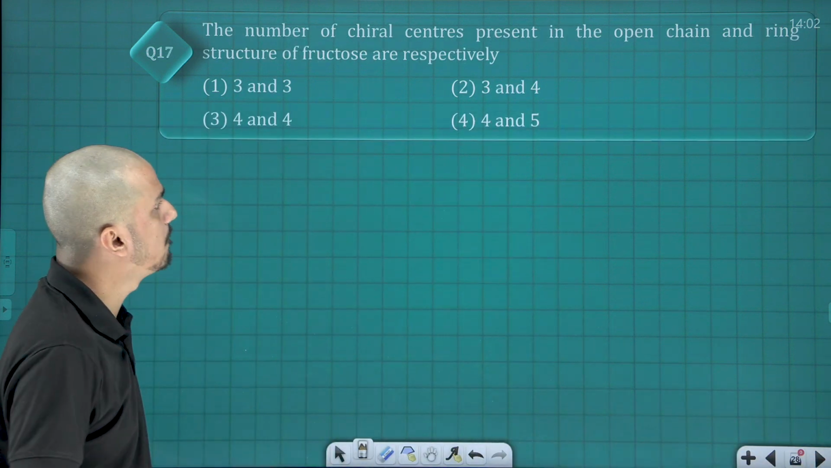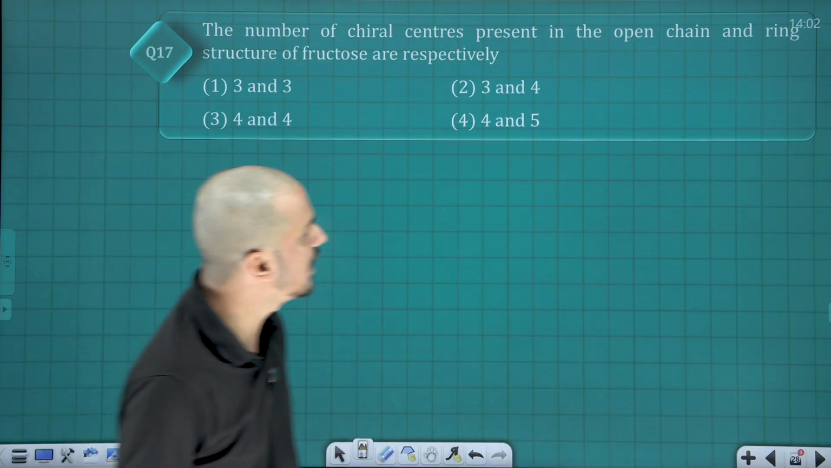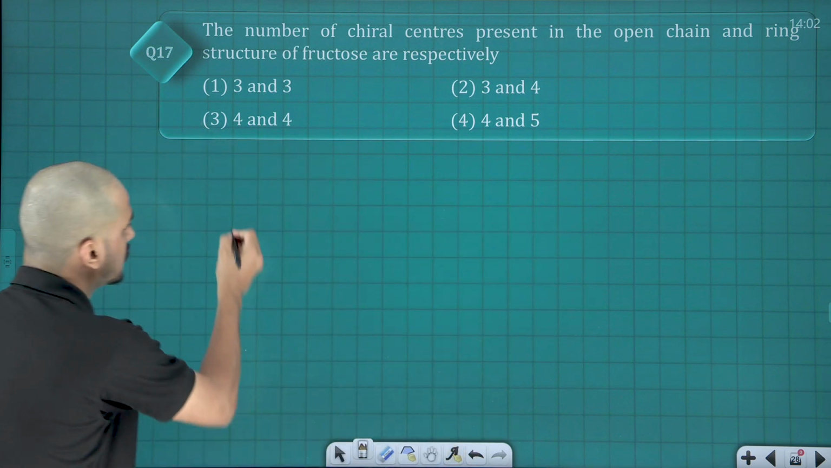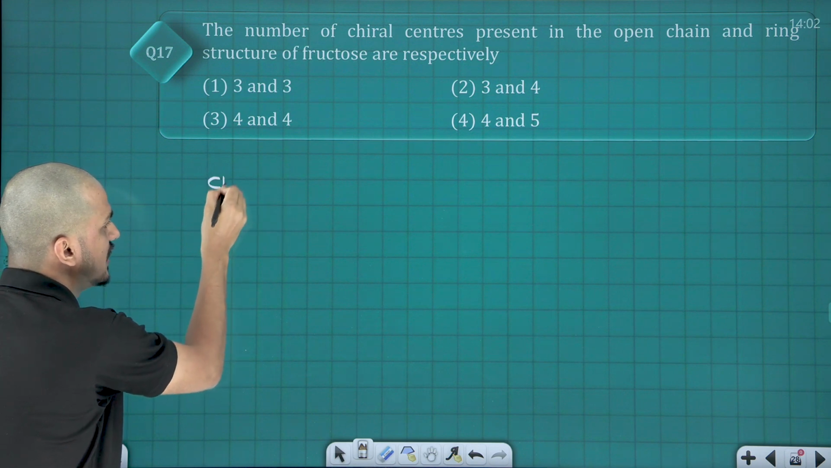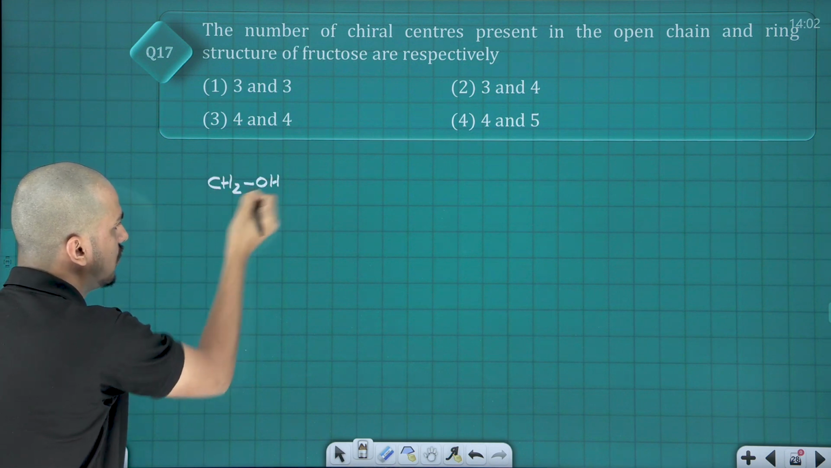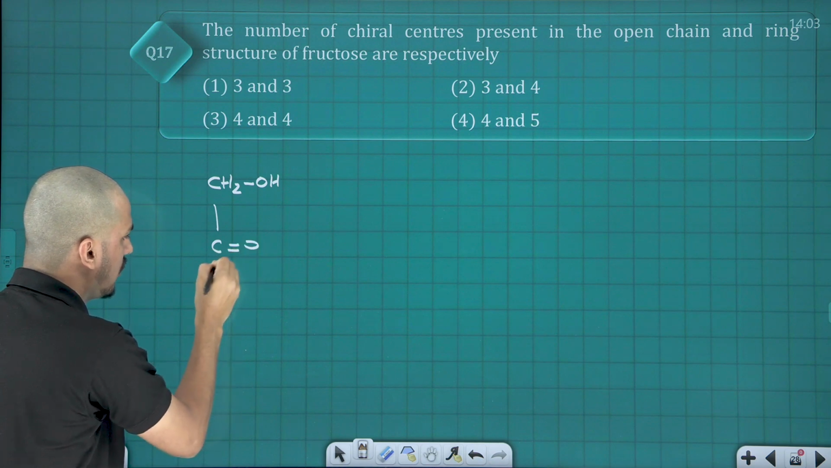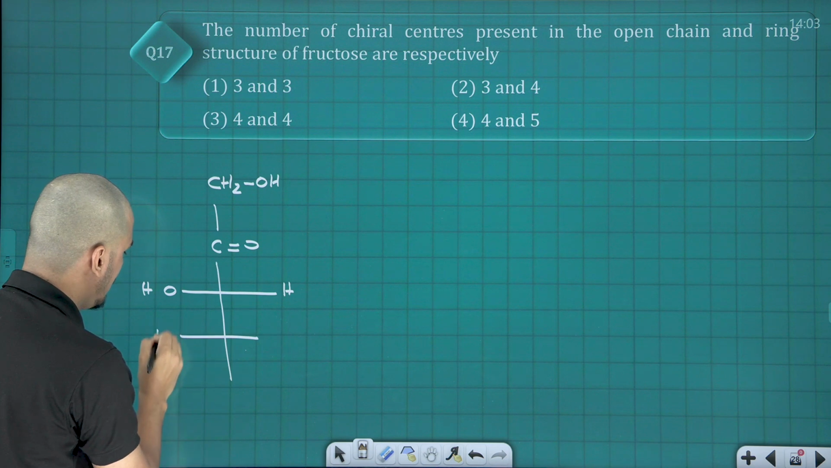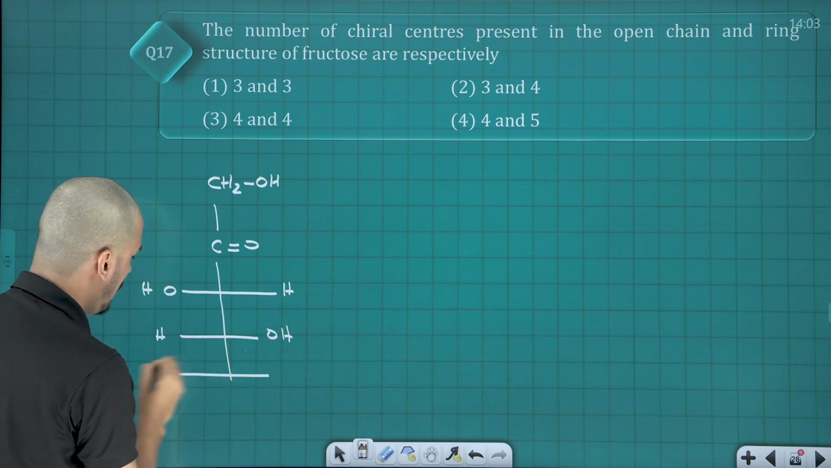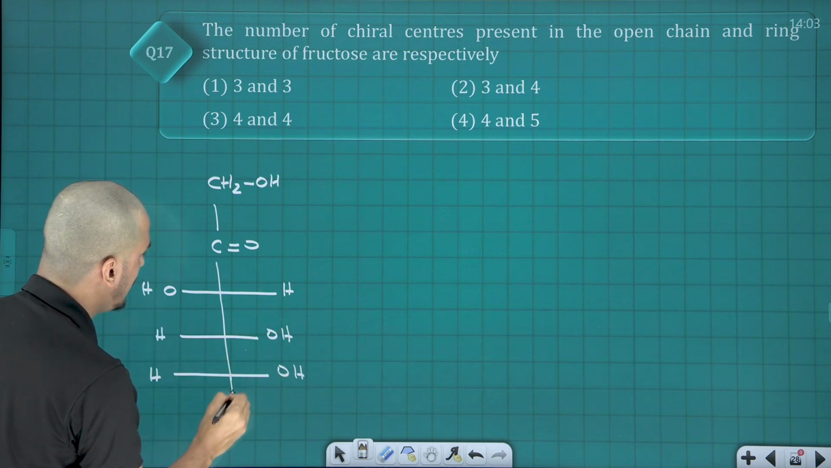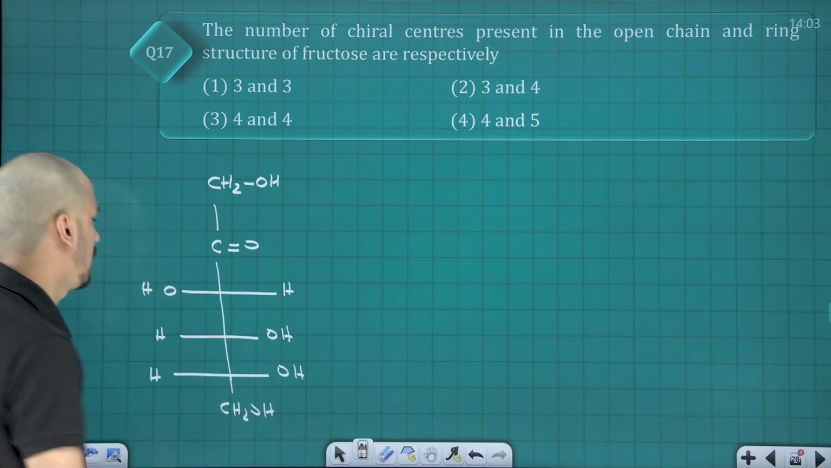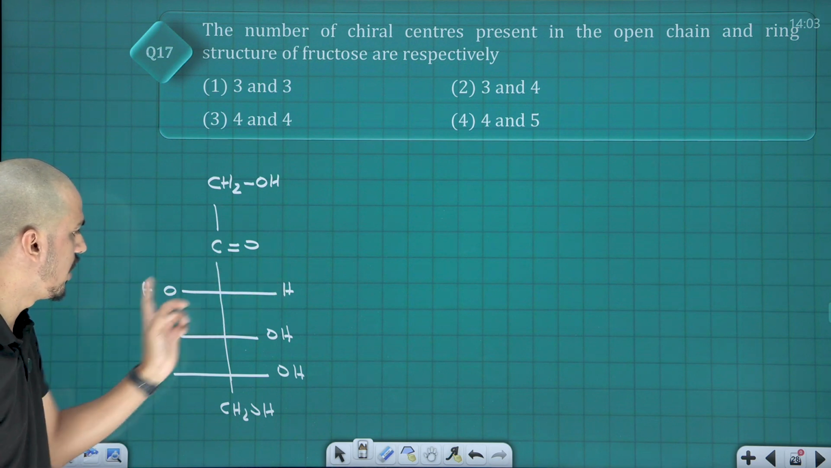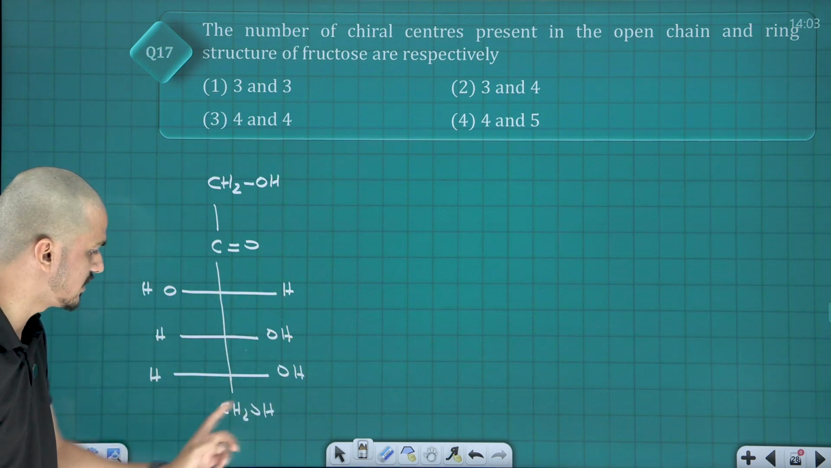What's the question here? The number of chiral centers present in the open chain and ring structure of fructose are, respectively. So you know the structure of fructose. Fructose is like this: CH2OH, then C double bond O, then OH, H, then HOH and HOH, and CH2OH. This is the structure of fructose: CH2OH, C double bond O, OH, HOH, HOH, CH2OH.